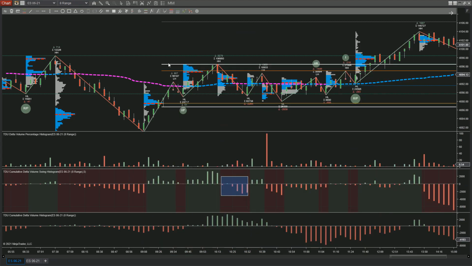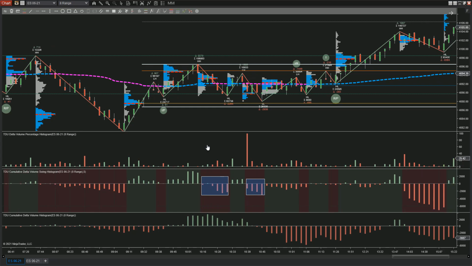Now remember, I'm looking for swings and retracements, so that's important to me. I want to see the relationship between this downswing relative to this downswing. Am I seeing an increase? Are buyers getting more, are sellers getting more aggressive here?